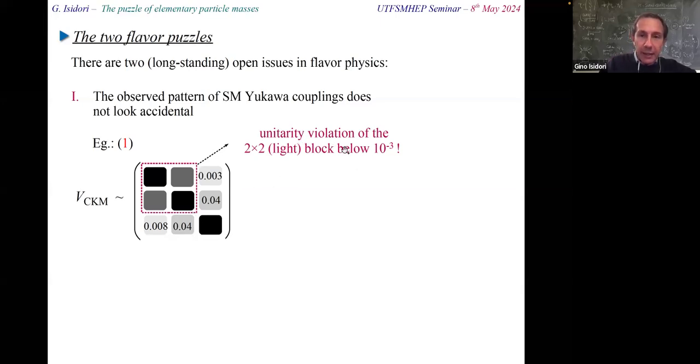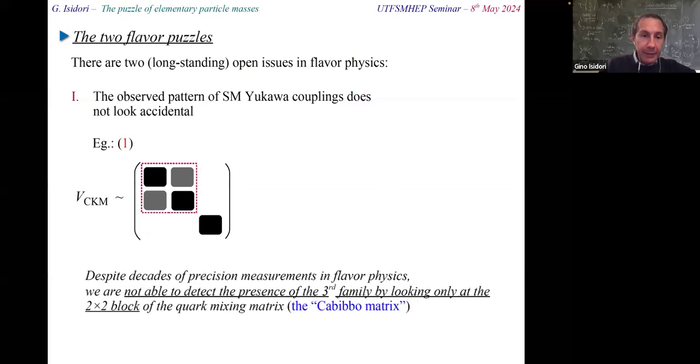Indeed, the unitarity violation of this block here is below 10 to minus 3, which is quite peculiar. And indeed, despite the precision of measurements in flavor physics, basically we are not able to detect the presence of the third family by looking only at the 2x2 block, just by unitarity. It's impossible because it's too small. And actually, this is an interesting message. It's telling us that if there are extra families or extra fields that mix with the standard model ones, we should not be discouraged by the fact that we have not seen any violation, because if the mixing is small, it's hard to see it.